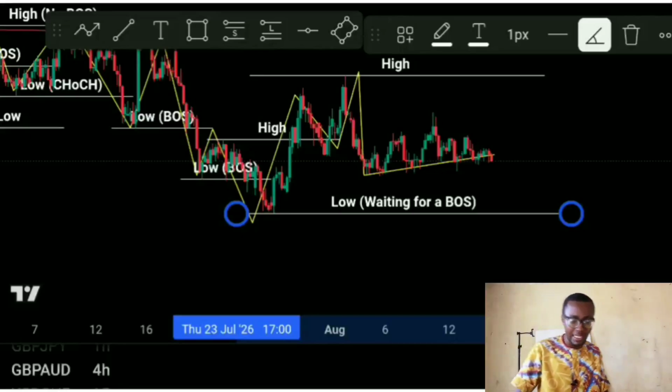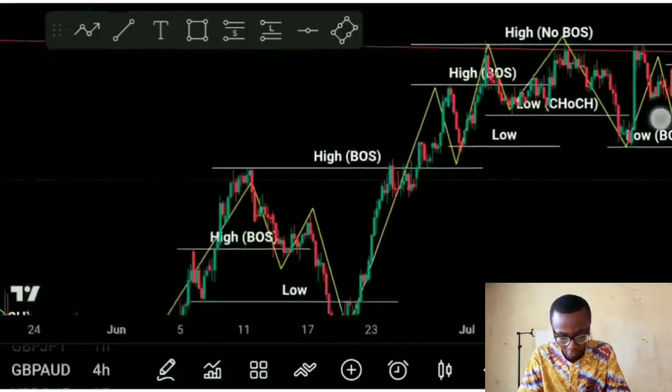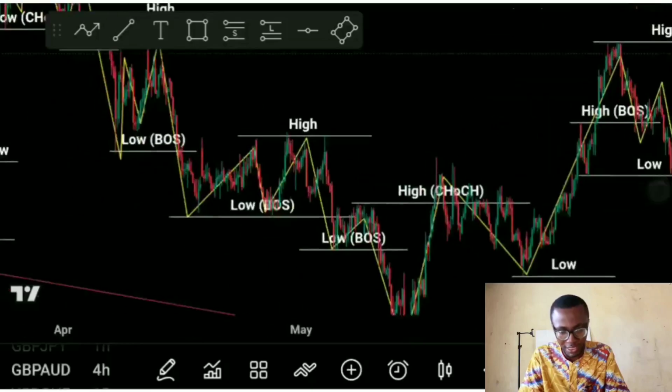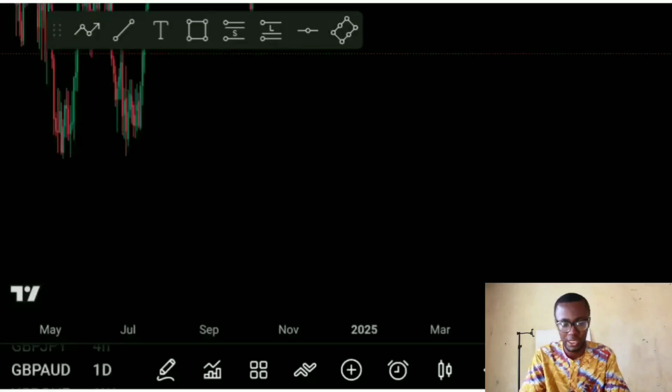So that is the end of what? Break of structure and what? Change of character. So once you understand all these things now, it's going to help you to know that, okay, look at how the trade is moving.